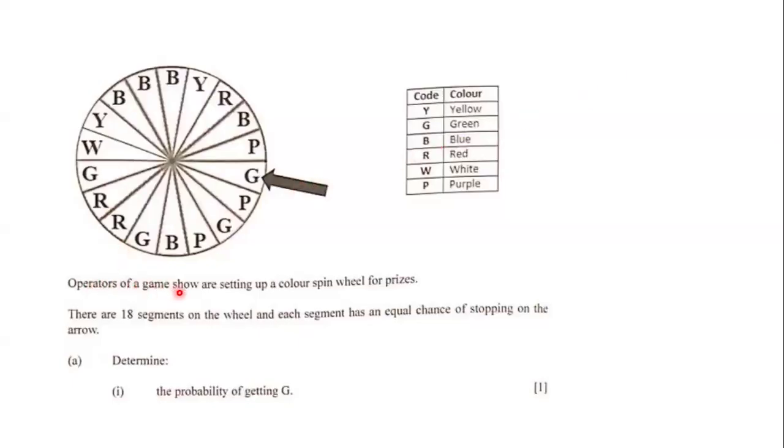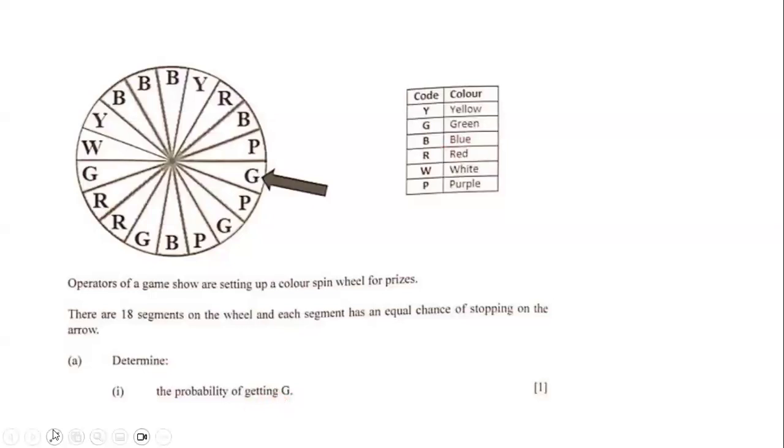Operators of a game show are setting up a color spin wheel for prizes. And so here we have this color spin wheel. There are 18 segments on the wheel, and each segment has an equal chance of stopping on the arrow. The Y stands for yellow, the G stands for green, the B stands for blue, the R stands for red, the W stands for white, and the P stands for purple. Determine the probability of getting G.